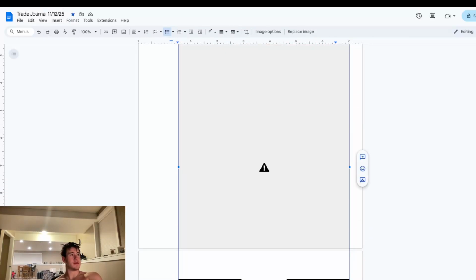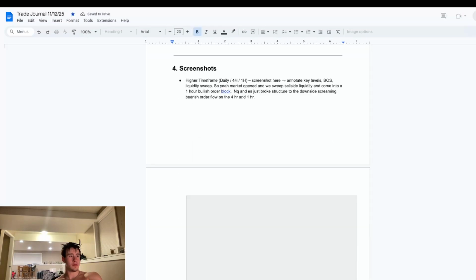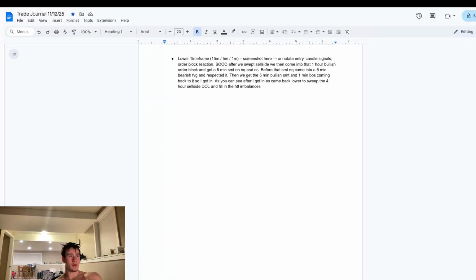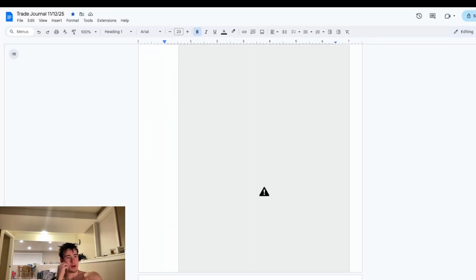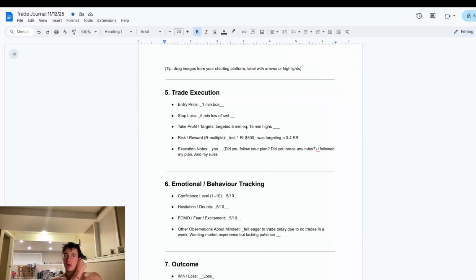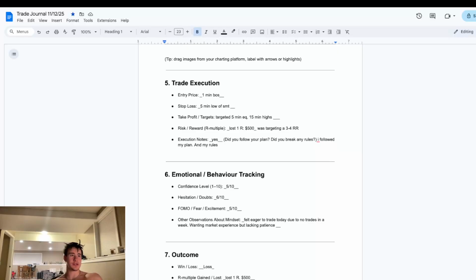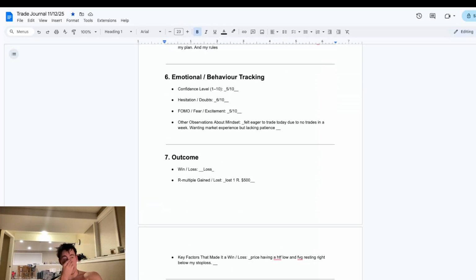Nope, not loading. Okay, well that's fine, I guess. But then trade execution, the emotional behavior tracking. Emotions were kind of high. I haven't traded in a week because yesterday was a bank holiday and the day before was a no news Monday. But I didn't act on any of my emotions.